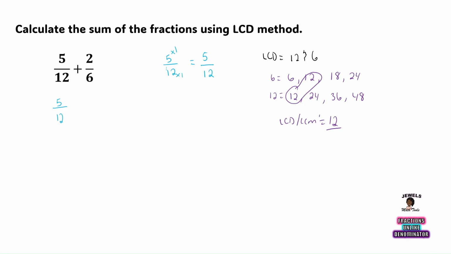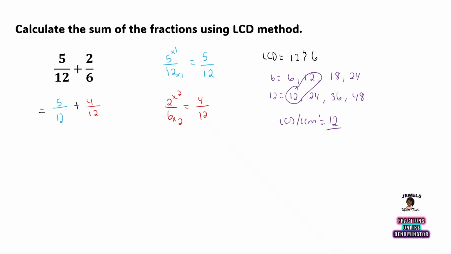So now that I have changed my first fraction into its equivalent form, I'm now going to do the exact same thing with my second fraction. So I have 2/6, and I need to change my denominator into 12. So I know that when 6 is multiplied by 2, it will change to 12. So I will also multiply my numerator by 2 as well. And 2 times 2 is equal to 4. So my second fraction of 2/6 in its equivalent form will equal 4/12.